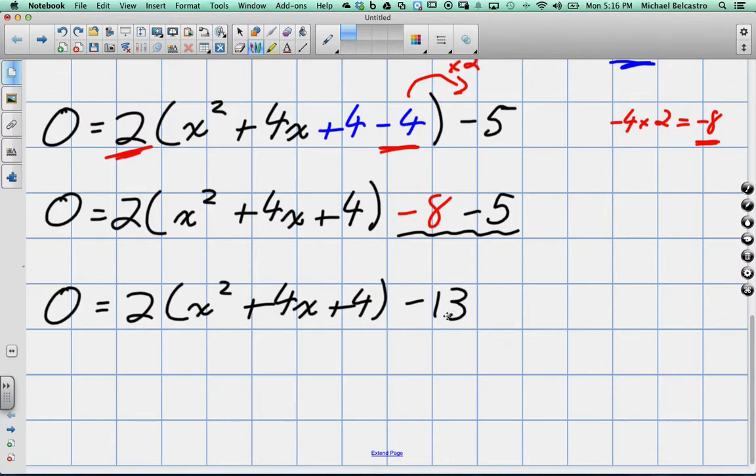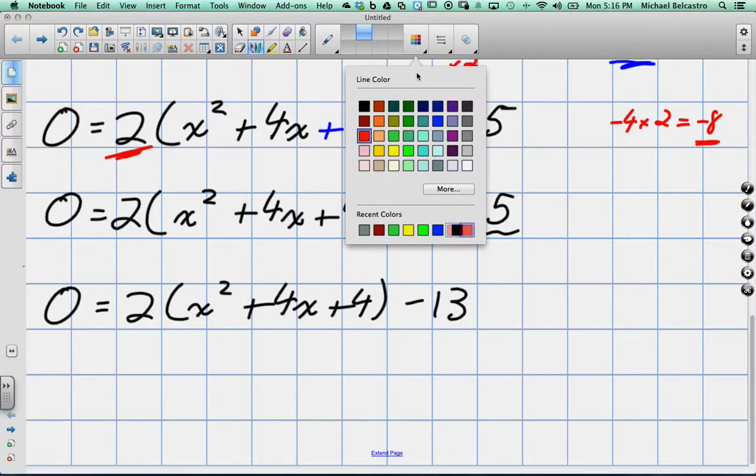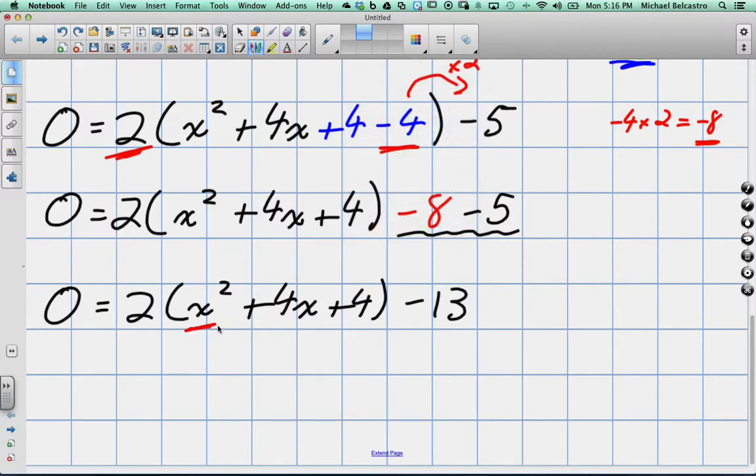Now, finally, the last step here is we're going to find the square root of the first and last term. They're going to be really important here. So the first term is x squared. So I find the square root of it, and it is x. And the square root of our last term, which is 4, is 2. I'm going to write this in a vertex type form. Those numbers are important.